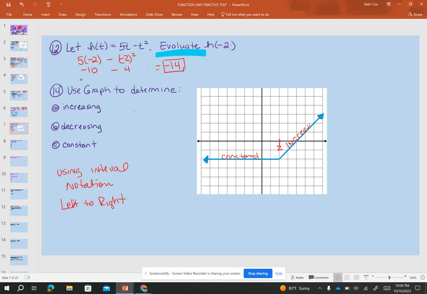So increasing, we start at 2 and go to infinity. x 2 to infinity, it's increasing. Decreasing is never. Constant, we start at negative infinity and go to 2. So those are our increasing, decreasing and constant intervals for this particular graph.